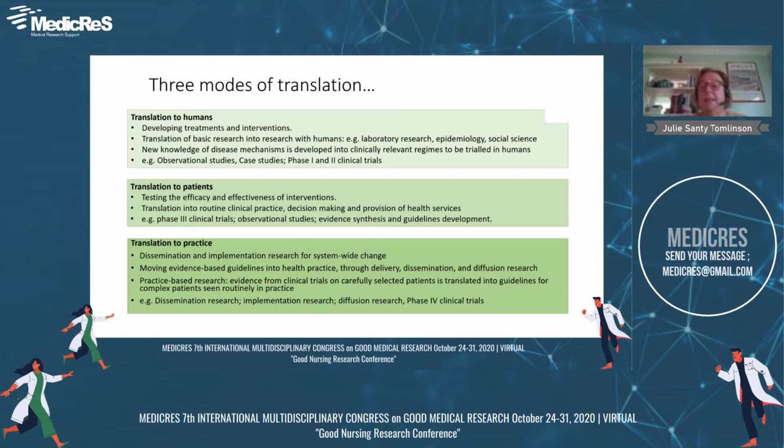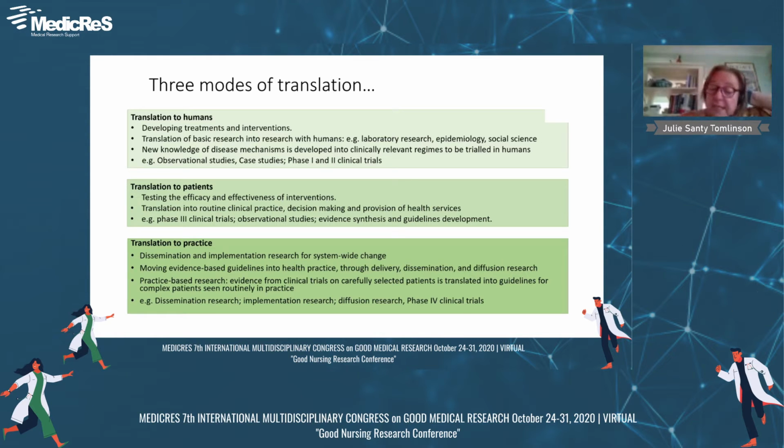Now, the bit that we're going to focus on today is the third phase of translation, which is translation into practice. This is the very important phase of research. It's what research aims to do: to disseminate the research for system-wide change, moving, for example, evidence-based guidelines into health practice. The phase also focuses on practice-based research, so the research is based on practice in the first place to make it possible. This is often what we call the dissemination phase of research, the implementation of the research, diffusion research.